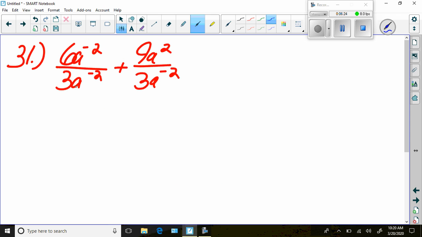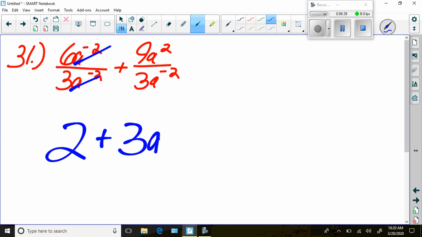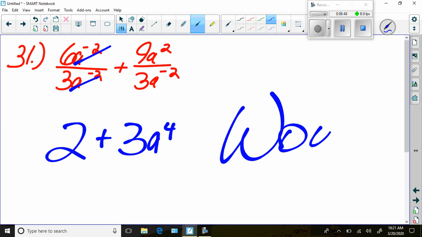Number 31. I've already split up the fraction and made it into two fractions. Those dudes cancel out, so that's 2. And then there's a 3, because, you know, those simplify. And then this a to the second moves up and makes that a to the 4th. I like that one. And I like writing bigger. Wow.